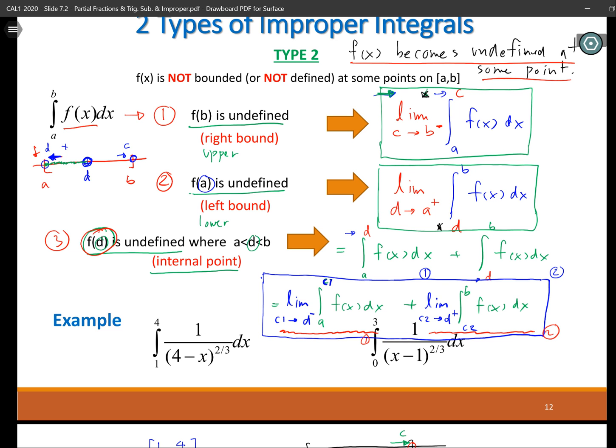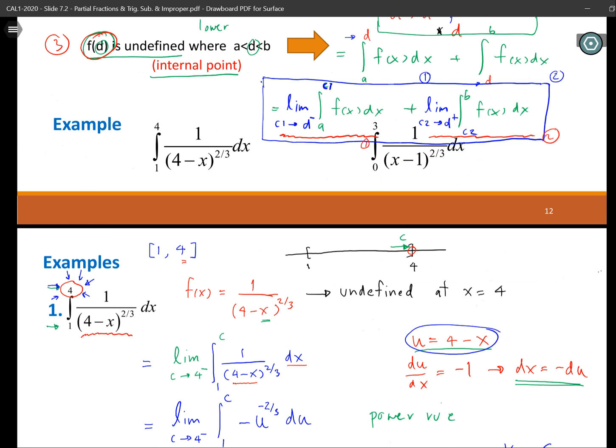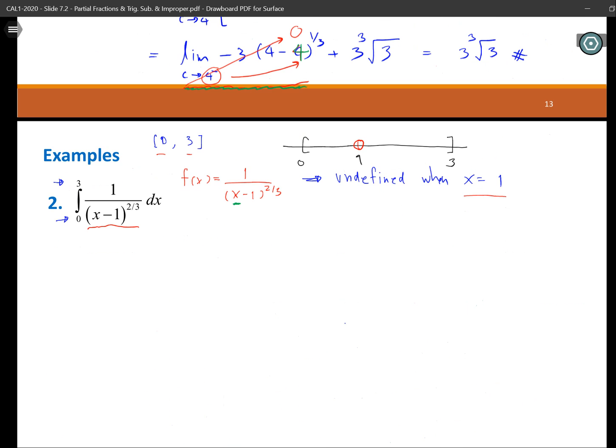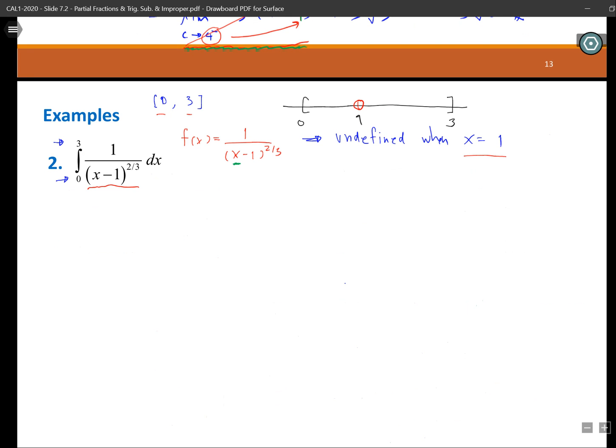So the first thing we need to do here is to split the integration into 2 parts, and then apply scenario 1 and scenario 2. So let's do that. We split this integration into 2 parts by using the point that we have the problem with, which is x equal to 1. So let's split it.